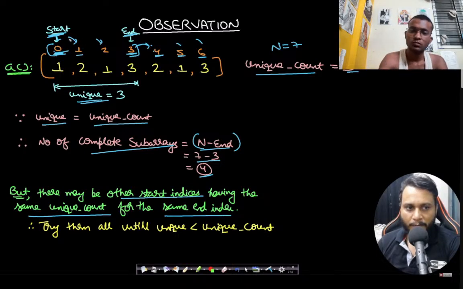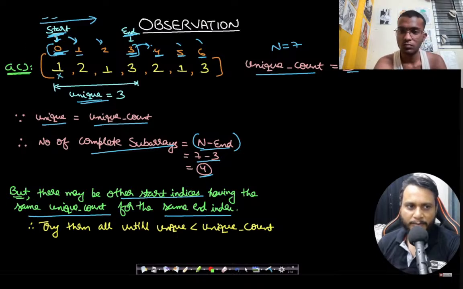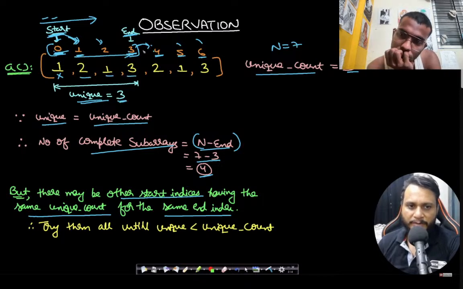But I have to also try for the other start points moving from left to right until I remove all the repeating elements from the left. That means if I remove this one and move the start pointer to the right, then are we having the same unique count from 1 to 3? The answer is yes. We are still having the same unique count. You see, 2, 1, 3 are all unique, and so the unique count is 3. So this will also contribute to n minus n, which will be plus 4, because you have 4 endpoints starting from 1, 1 to 3, 1 to 4, 1 to 5, and 1 to 6, isn't it?